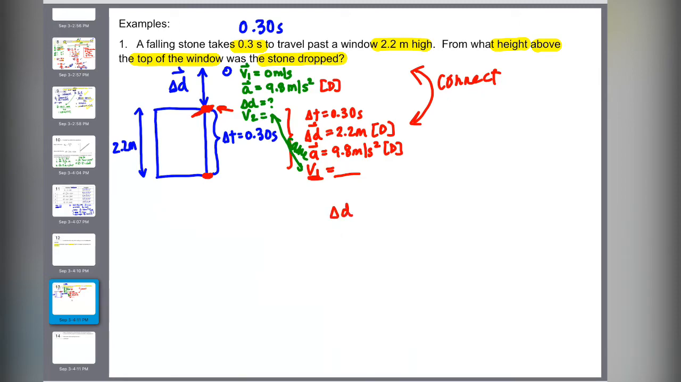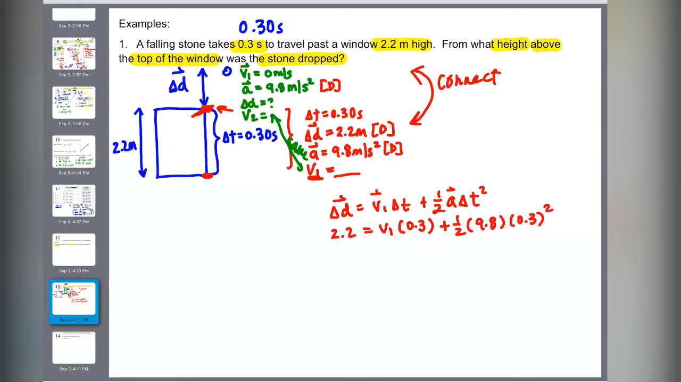The equation that I'm going to use is delta D equals V1 delta T plus 1/2 A delta T squared. So 2.2 equals V1 delta T plus 1/2 A delta T squared. Please use your calculator and figure out what the answer is.